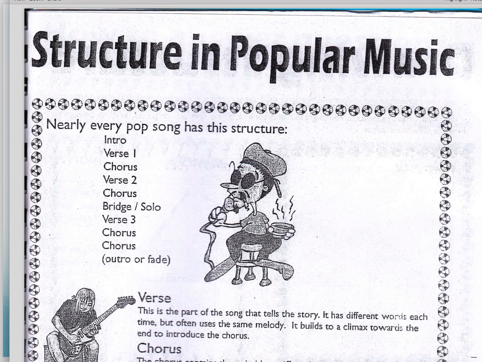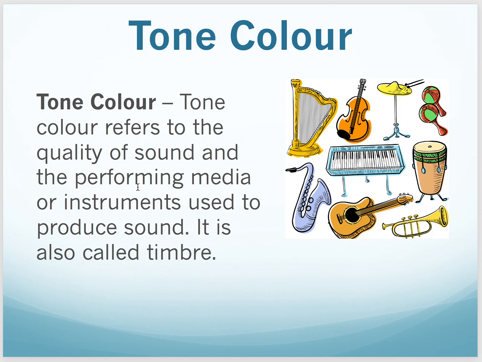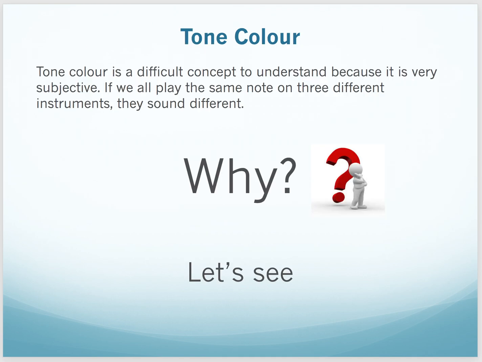Now we're going to move on and look at tone color. Tone color refers to the quality of sound and the performing media or instruments used to produce sound. It is also called timbre. Tone color is a difficult concept to understand because it's very subjective. It's based a little bit on our emotional response to music. If we play the same note on 3 different instruments, they sound different. Why is this? Let's have a look.